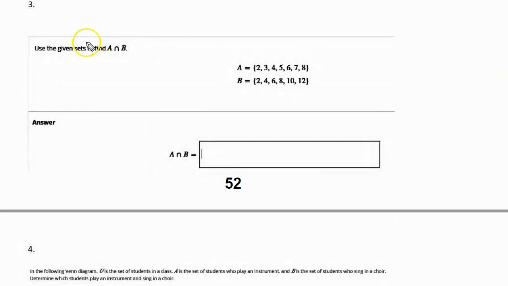Now, for number 3, what are they asking? They're asking us to find the intersection of set A with set B. And again, write it in roster notation in here. So you look to see which elements are found in both sets. So take a moment, see what you come up with, and then we'll go over it. So we have 2, 4, 6, and 8.